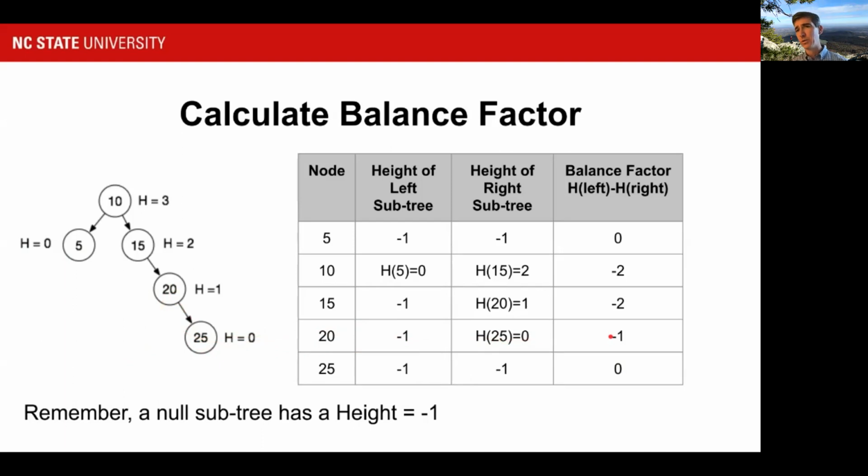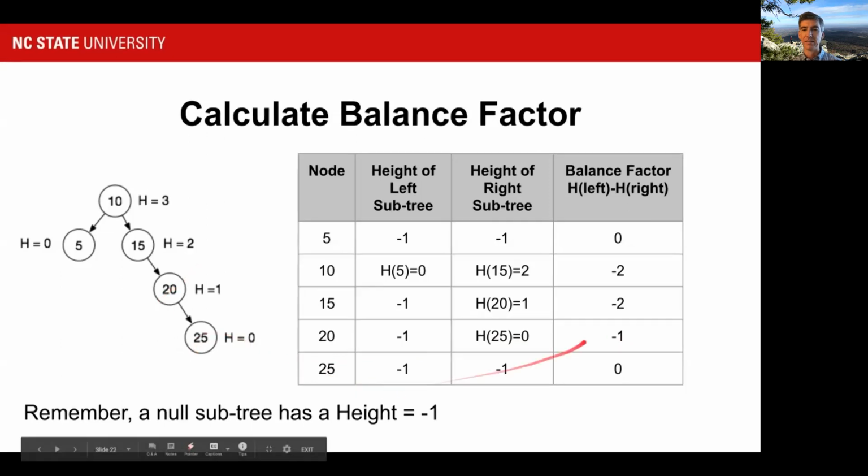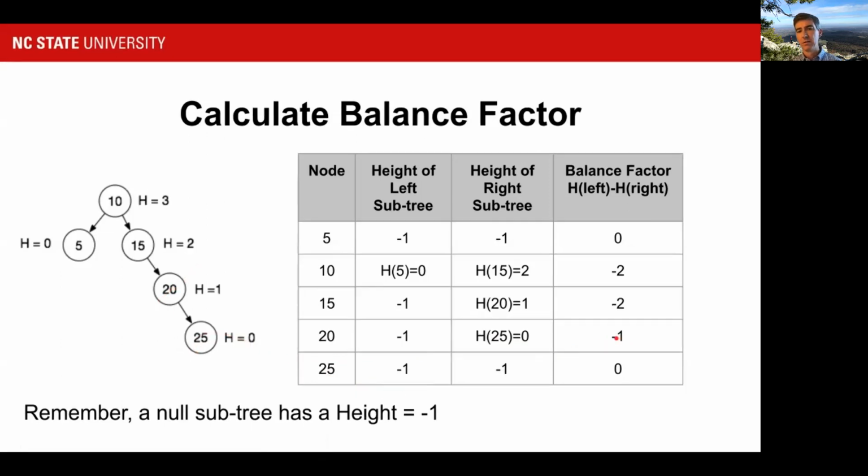By the way, because we're subtracting the right side from the left side, if we get a positive number, it means our left side is longer. If we get a negative number, it means our right side is longer. So this number -1 is telling us something. It's telling us that the right side is longer, because it's negative, the right side is longer.